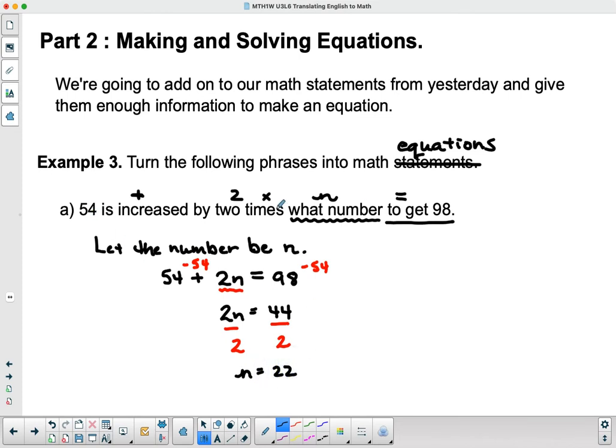And since this is a word sentence, like a word problem, we should always end with a therefore statement. Therefore, the number is 22. Okay, hopefully that's pretty straightforward. So let's carry on.